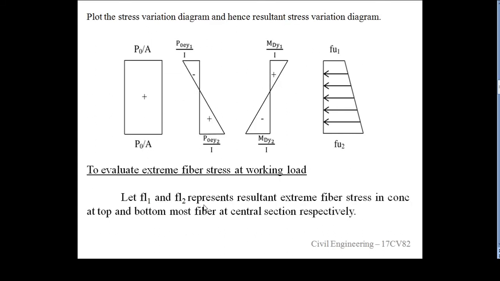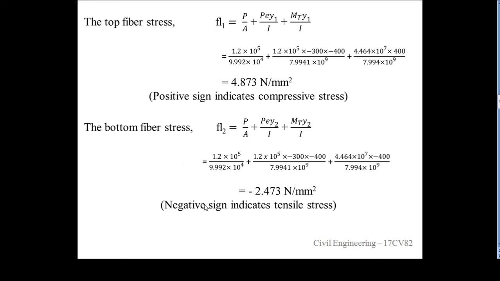Then to evaluate the extreme fiber stress at working load condition, this is the second condition. We calculate FL1 and FL2 respectively, the resultant fiber stress at the top and bottom most fiber at the center section. Then the top fiber stress FL1 is equal to P by A plus P E Y1 divided by I plus MT Y1 divided by I, where P is, after the losses, 1.2 into 10 raised to 5.